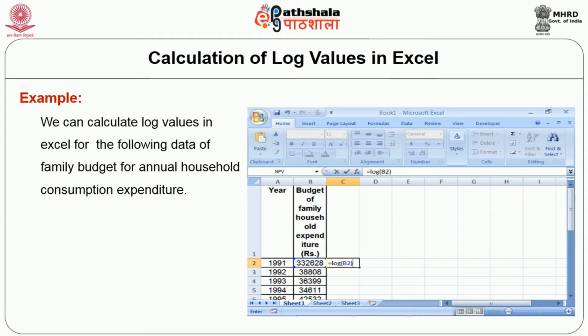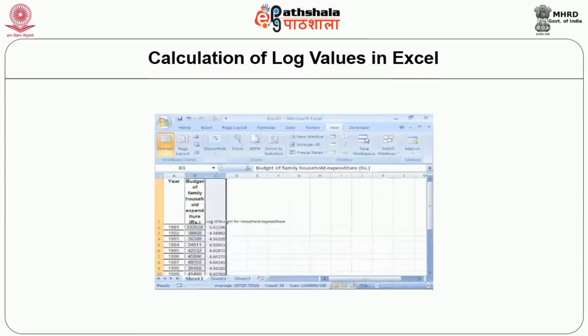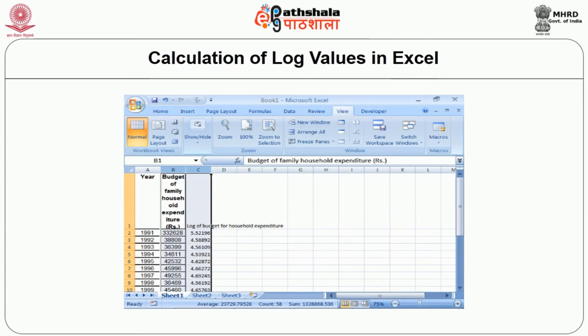Enter the formula in cell C2 as equals LOG B2. Then copy this formula and paste it from cell C3 to cell C29, or drag the cell from C2 up to C29. The log values will be displayed for all the given values.